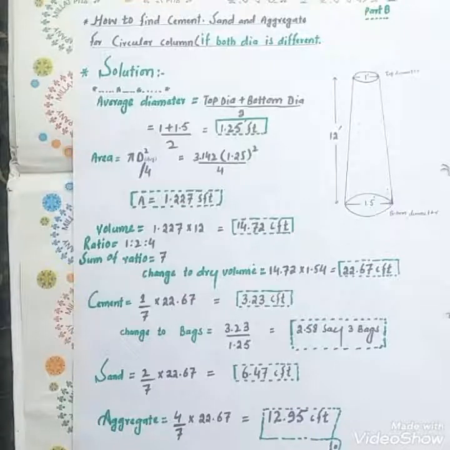My previous topic was about a circular column. Today I am selecting a circular column again, but the top and bottom diameters are different. If the top and bottom diameters are different, then how do we find cement, sand and aggregate? Now let's start.